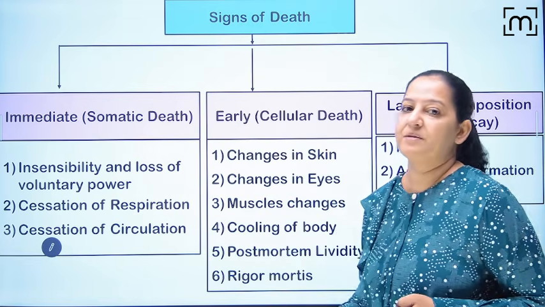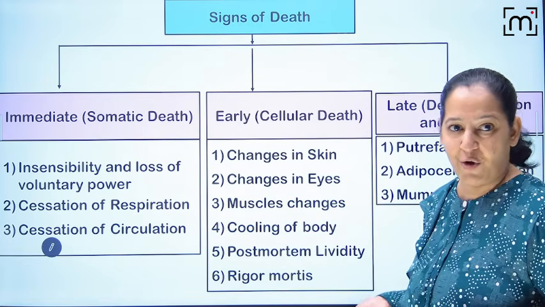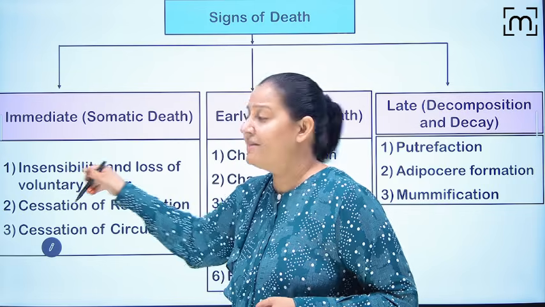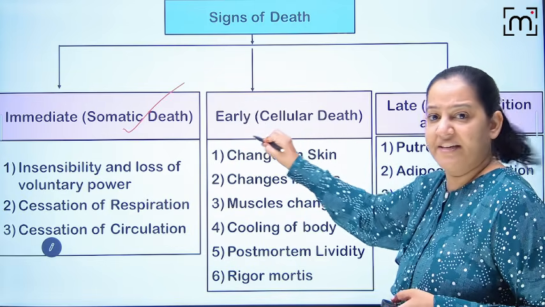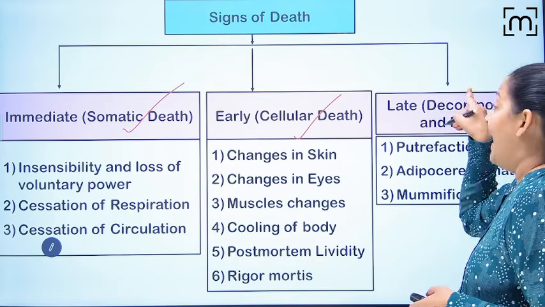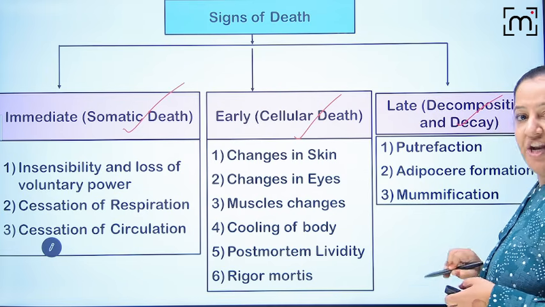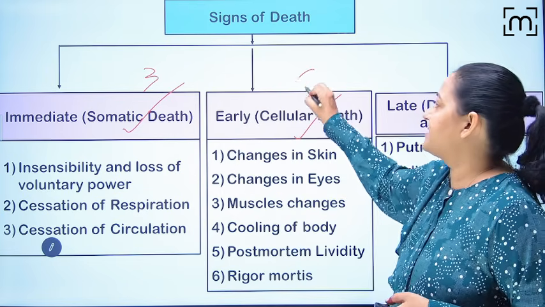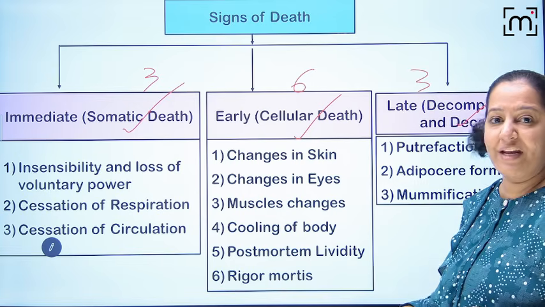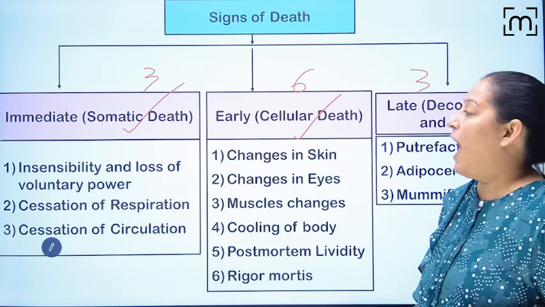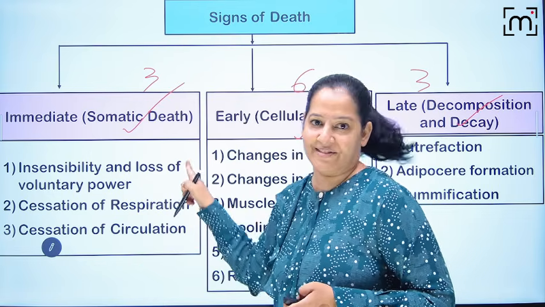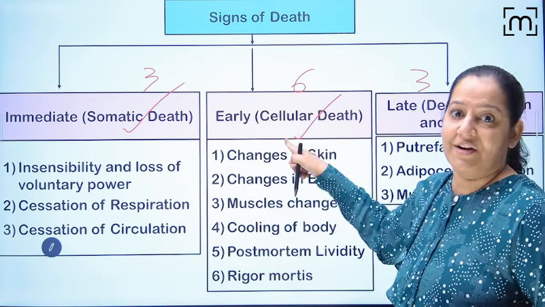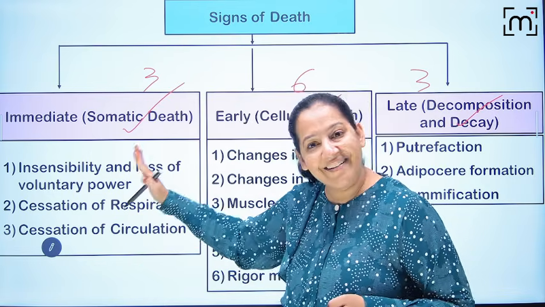Now we divide the postmortem changes into three categories. Yesterday I taught you immediate changes which show somatic death, early changes which show cellular death, and late changes which show decomposition and decay of the body. Immediate changes are 3 in number, early changes are 6 in number, and late changes are again 3 in number, so a total of 12 changes, out of which the immediate are done yesterday. The early are also done yesterday. So out of 12, 9 are done yesterday.